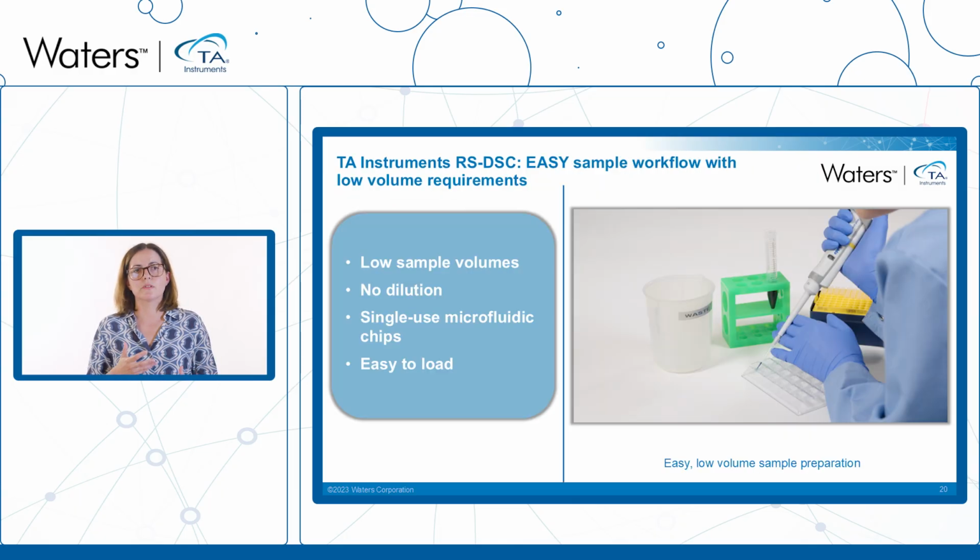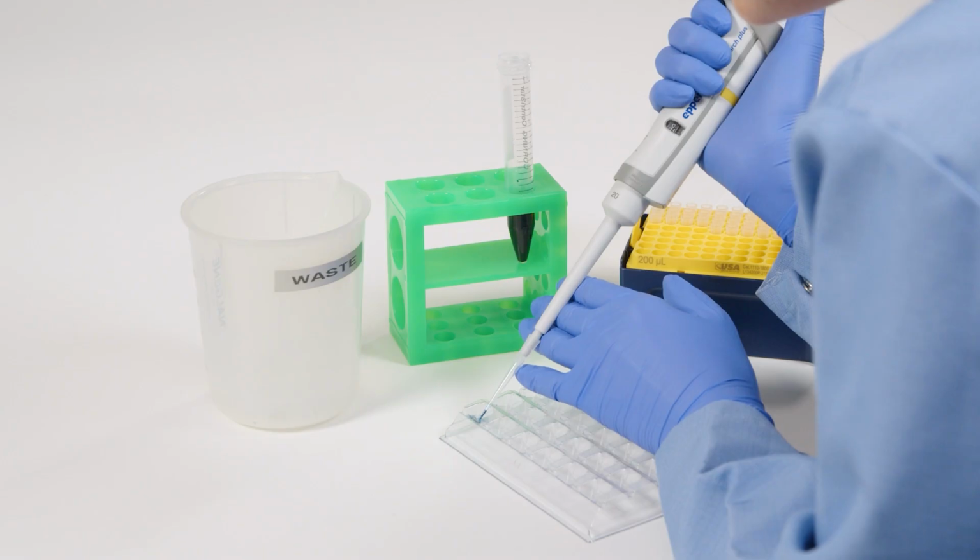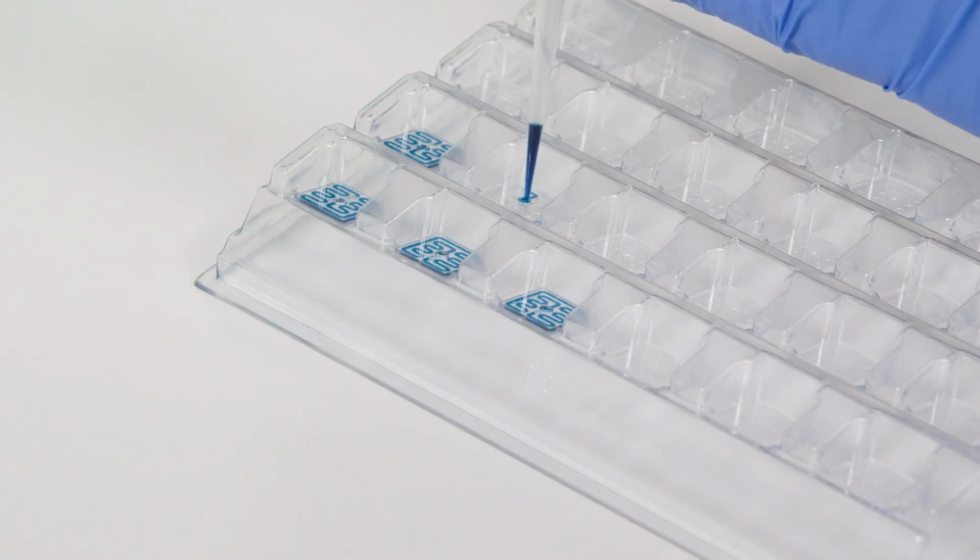In this slide, we'll be looking at how the workflow for the RS-DSC looks and how simple it is to prepare microfluidic chips. What you'll see here is that we have these disposable trays of microfluidic chips that are set up for 24 samples. You can run as many as you want, and you can keep any that you don't use for later. Here we are filling 11 microliters of sample into the microfluidic chip using a pipette.